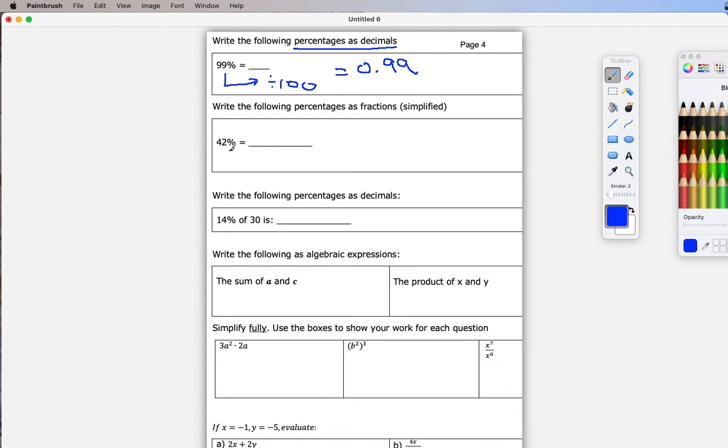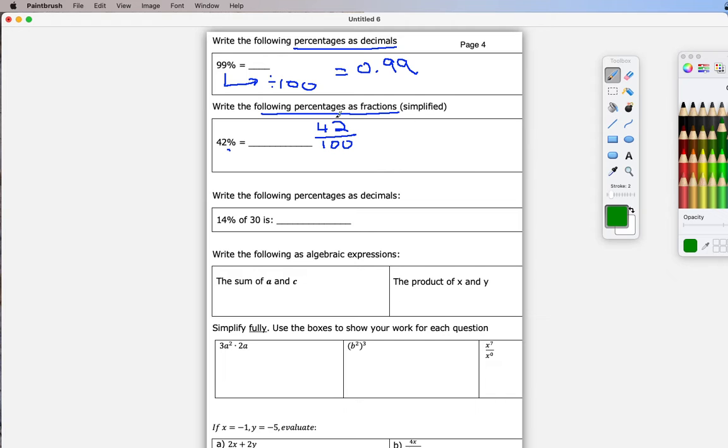If you take 42%, oh wait, let's read the instructions here. Write the following percentages as fractions. So in this case, we need to write 42% as a fraction. So if we have a percentage, this is quite simple too. We write 42 over 100. So whenever you want to write a percentage as a fraction, you just divide it by 100.